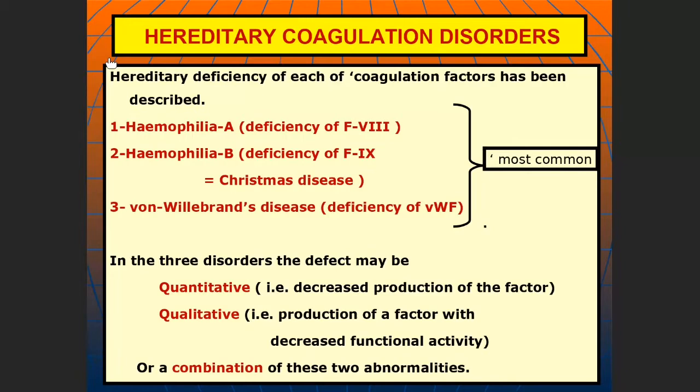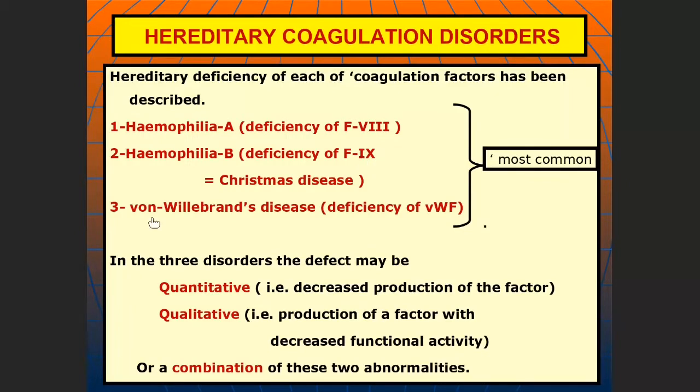We move to the coagulation factor defects. As you know, we have 13 coagulation factors. Any one of them can be abnormal or deficient, giving rise to abnormal bleeding. We will just go through the 3 common types of coagulation factor defects. These are hemophilia A, which is deficiency of factor 8. This factor 8 is part of the intrinsic pathway of coagulation. Hemophilia B, or Christmas disease. This is due to deficiency of factor 9.